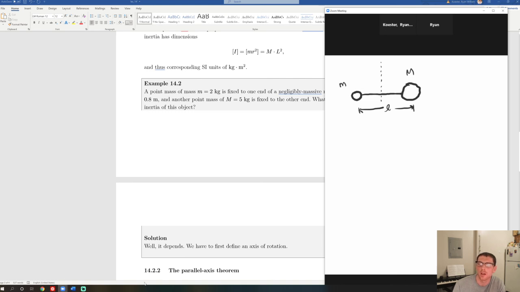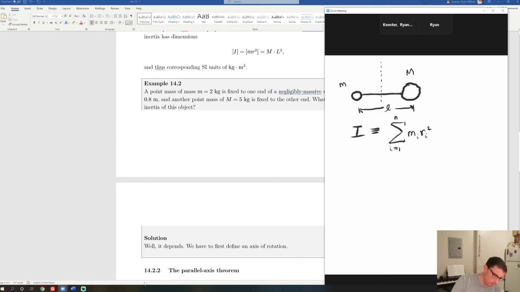And so let's calculate this and see what we end up getting. And remember that for point masses, and I didn't say in the problem statement, but we can imagine these are spheres, and spheres are very symmetric, so we can always pretty much take a sphere and think of it as a point mass. And so our definition was the sum from i equals 1 to n of m sub i r sub i squared.